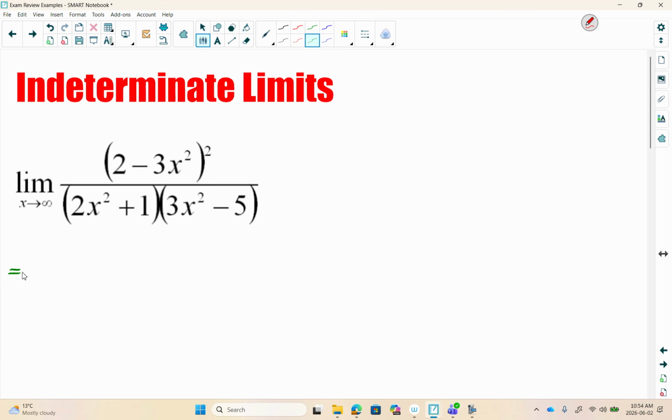How did we solve limits at infinity? We compare the degree of the numerator with the degree of the denominator. So what I'm going to have to do is multiply this out. What does it mean to square something?